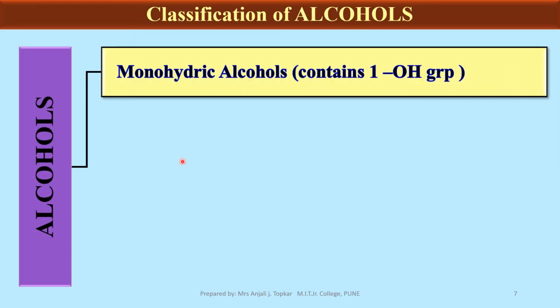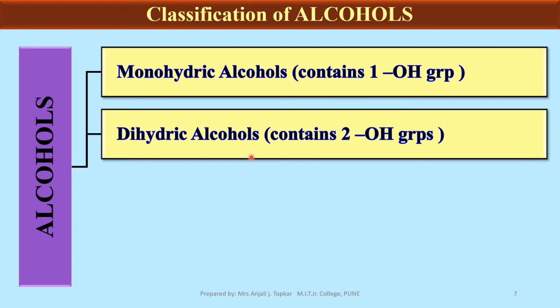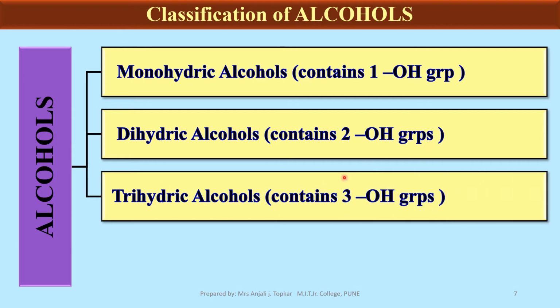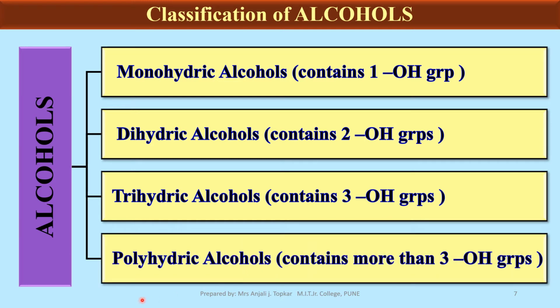Let's talk about classification of alcohols. Alcohols are classified as monohydric alcohols which contain one OH group, dihydric alcohols which contain two OH groups, trihydric alcohols which contain three OH groups, and fourth, polyhydric alcohols which contain more than 3 OH groups.